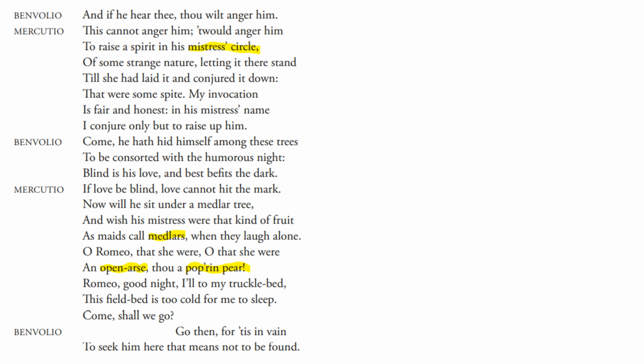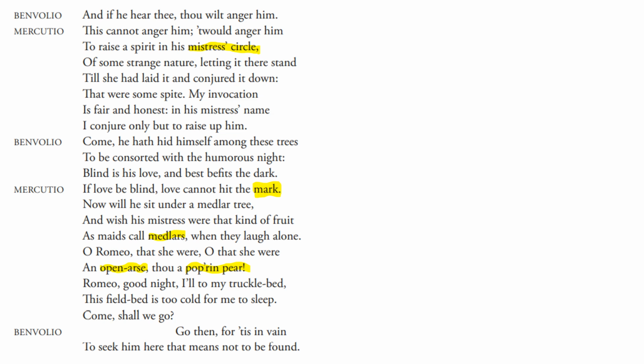He said, "If love be blind, love cannot hit the mark." So the wordplay here is that love, like the reference to Cupid being able to strike his arrow and hit the mark, which he has done with Romeo. But then Mercutio is also saying that love cannot hit the mark, which means when you are in love, you cannot hit the target, which is having sexual intercourse, and that's what Romeo cannot do.